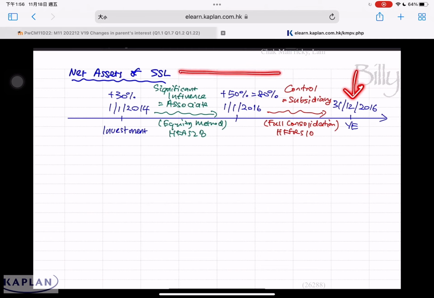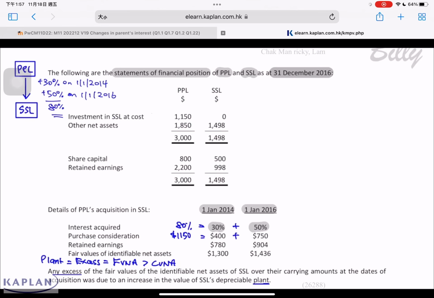We need to know the net assets at the year end. How do you calculate net assets at year end? It equals assets minus liabilities, which equals equity. We need to know what the equity is on this date. First, we look at the share capital. Next, we look at the retained earnings. The share capital at the year end is 598.